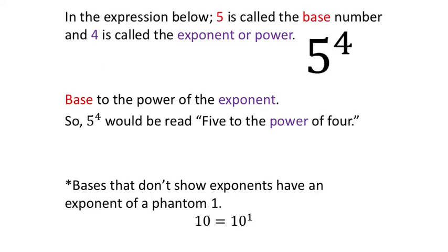So just as a quick reminder, just like we saw in the bell work, the 5 here would be called the base number, and the 4 is the exponent. The base is the number being repeatedly multiplied. The 4, the exponent, tells you how many times it's being repeatedly multiplied. And you'll see this, I believe, on the assignment as well.